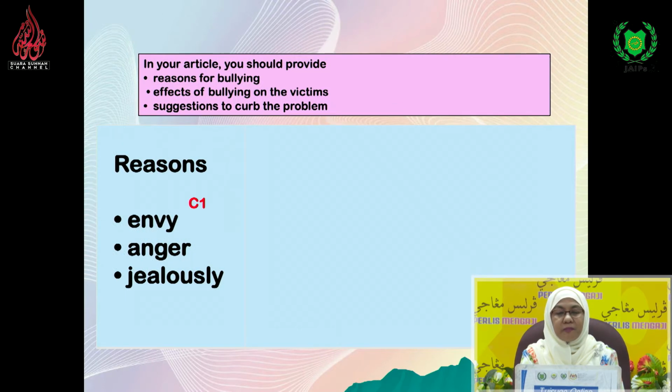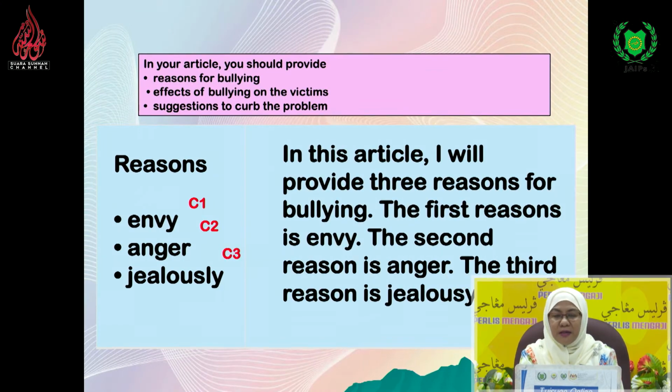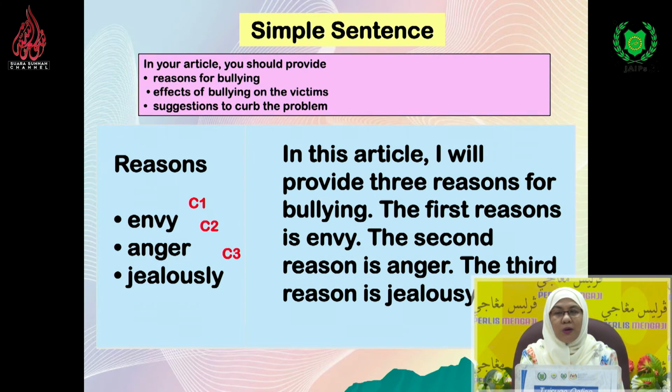All right. Now, the same points. In this article, I will provide 3 reasons for bullying. The first reason is envy. The second reason is anger. The third reason is jealousy. This is what we call simple sentence. One sentence contains only 1 verb, so 1 clause, very simple. But is it correct? Before that, we still get 3 marks, but is it correct?